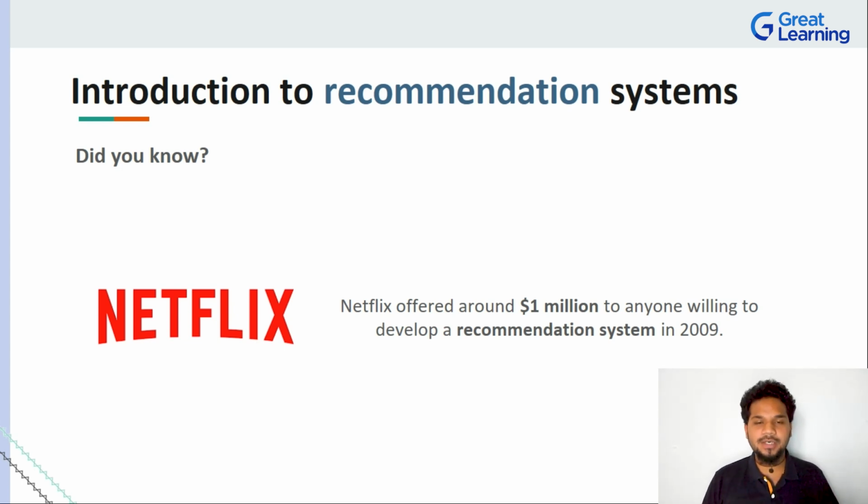So way back in 2009, when they were trying to become popular, they actually offered $1 million. Now, back in 2009, $1 million is a lot of money for Netflix, right? So they offered $1 million to developers who were willing to develop a very good recommendation system for them. Now, needless to say, it was actually a fantastic project.